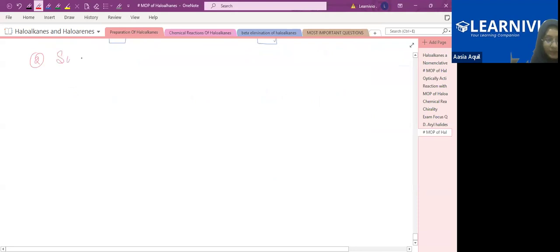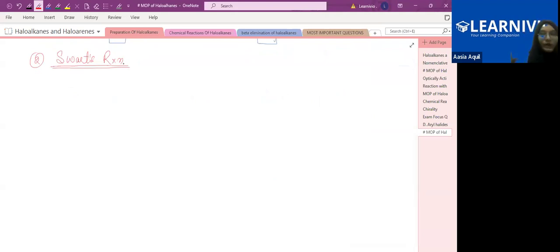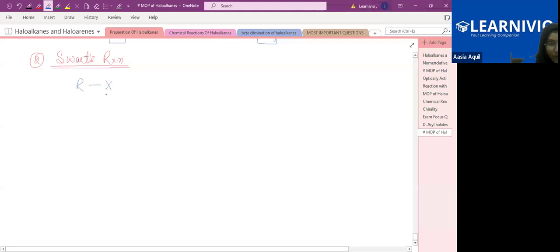The second halogen exchange method is the Swartz reaction. The Swartz reaction is for the formation of fluoroalkane, or alkyl fluoride. So what is the Swartz reaction? You take your RX, where X could be either chlorine or bromine, and treat it with a metal fluoride, MF. So it's a metal fluoride.